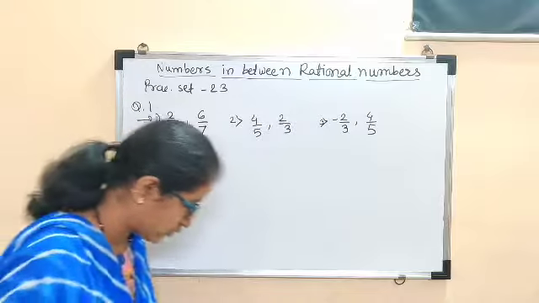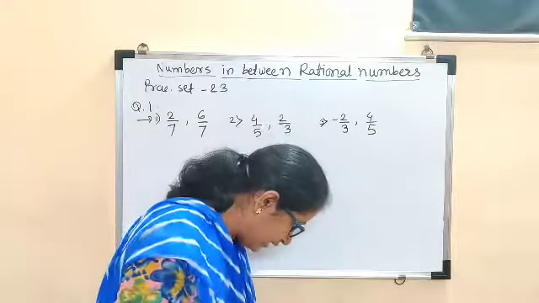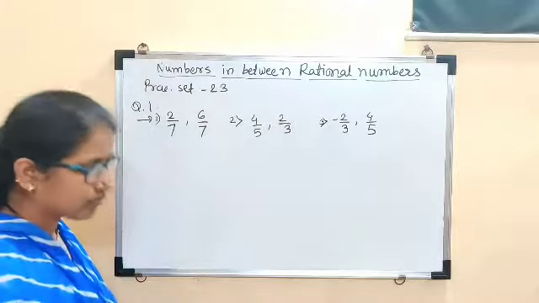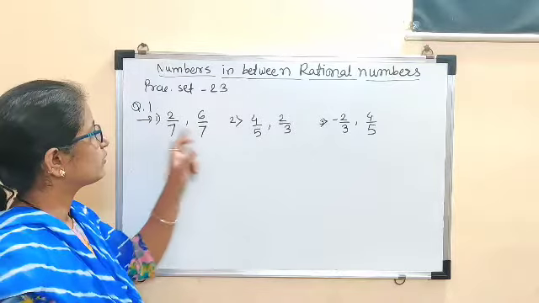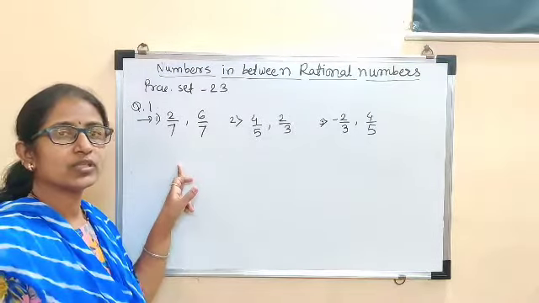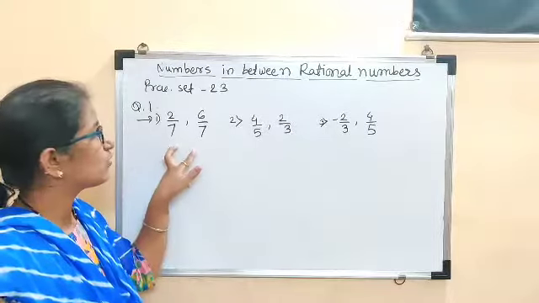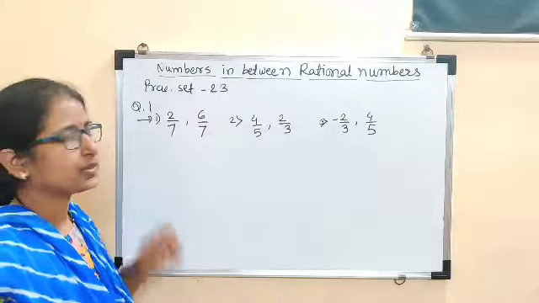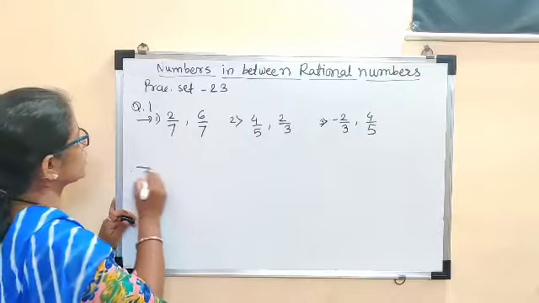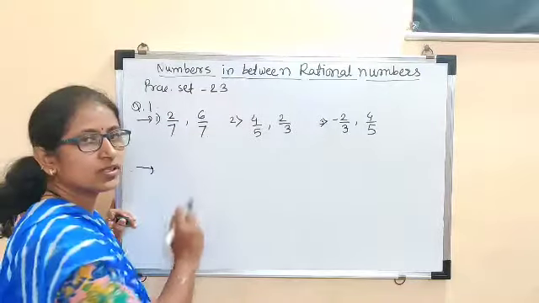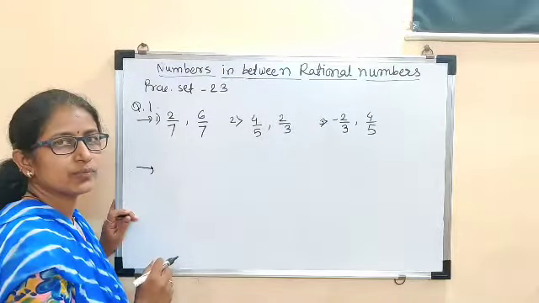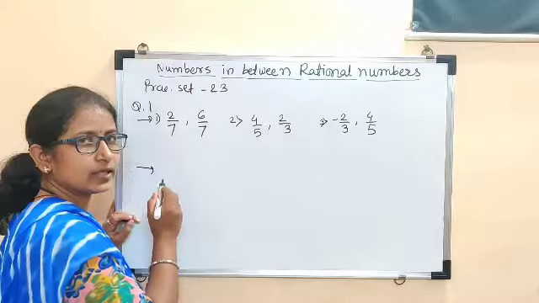See the practice set. What is the question? Write three rational numbers that lie between the two given numbers. Only in between these two we have to find three rational numbers. There are infinite rational numbers between two rational numbers. How to find them? In the first sum, first we have to convert the denominators to equal. Now it already has an equal denominator.